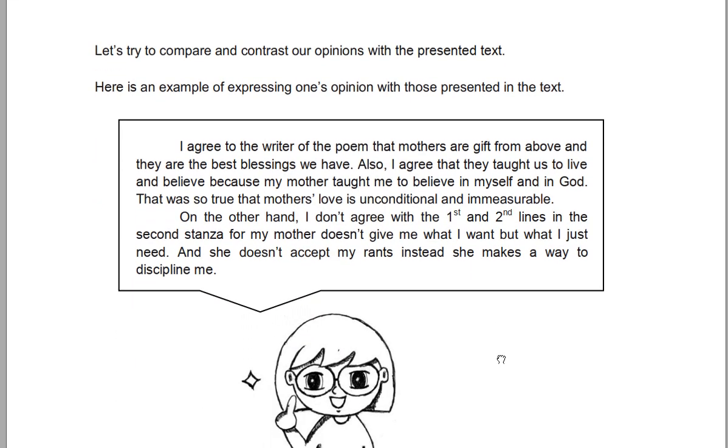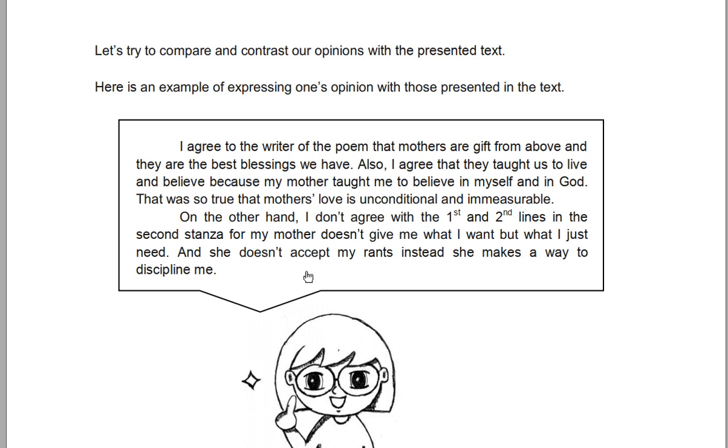Okay, so here's an example. I agree with the writer of the poem that mothers are a gift from above and they are the best blessings we have. Also, I agree that they taught us to live and believe, because my mother taught me to believe in myself and in God. That was so true, that the mother's love is unconditional and immeasurable. On the other hand, I don't agree with the first and second lines in the second stanza, for my mother doesn't give me what I want, but what I just need, and she doesn't accept my rants. Instead, she makes a way to discipline me.